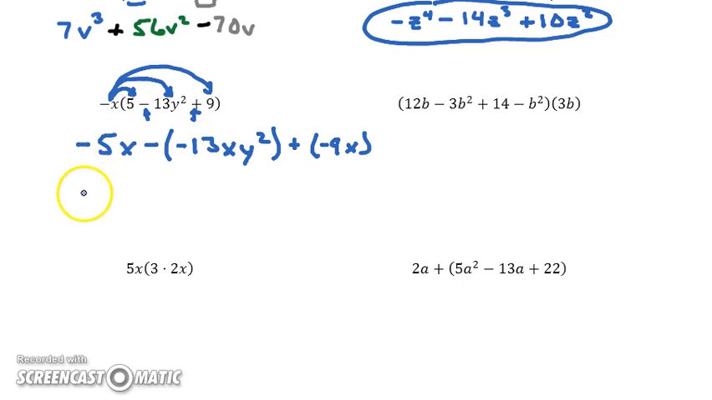And then what I would do afterward is just a little bit of cleanup. I have a -5x. If I subtract a negative, that is same as adding. So subtraction is same as adding the opposite. The opposite of -13 would be a positive 13. And I still have xy squared. And then adding a negative, by the definition of subtraction, I would be subtracting 9x.